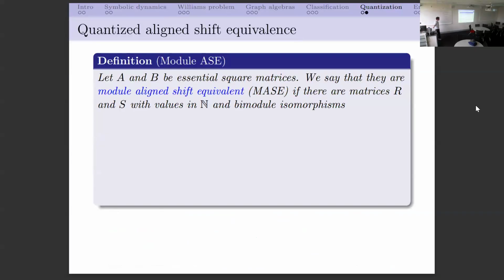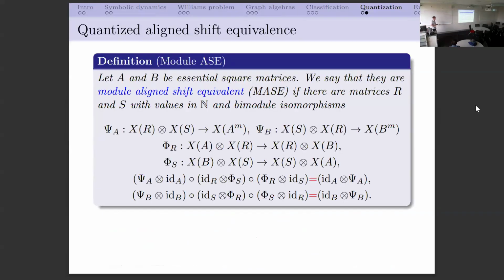So, quantized aligned shift equivalence. If I have two essential adjacency matrices, we say that they are module aligned shift equivalent if there are rectangular matrices R and S with values in natural numbers satisfying four bimodule isomorphisms like so. Don't be alarmed, it's a lot of information to take in. Let me just say that the mere existence of these four bimodule isomorphisms is just shift equivalence by itself. It's equivalent to saying shift equivalence, because the balanced tensor product of these bimodules corresponds to matrix multiplication. So these are just some identification between matrices that I push up to the category of bimodules.